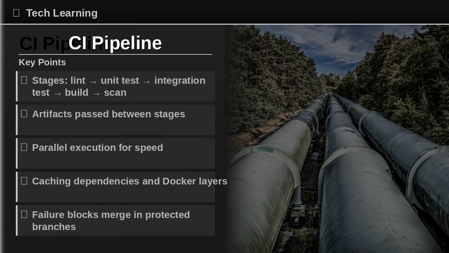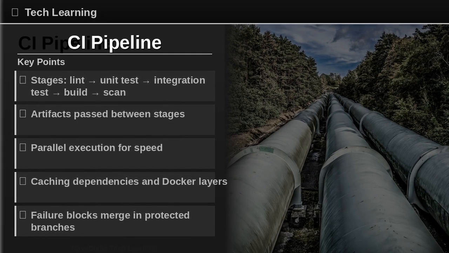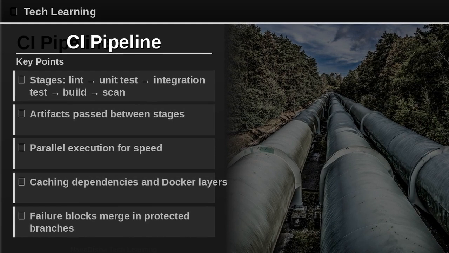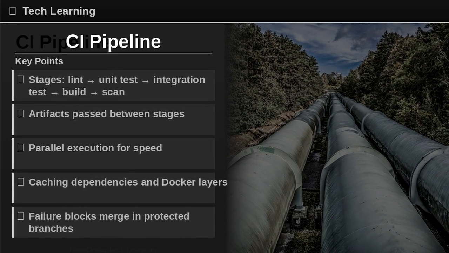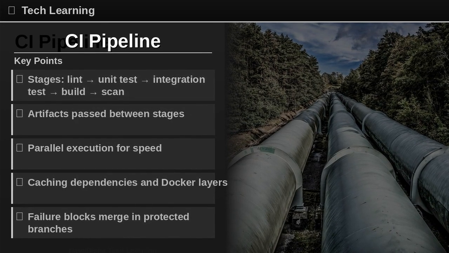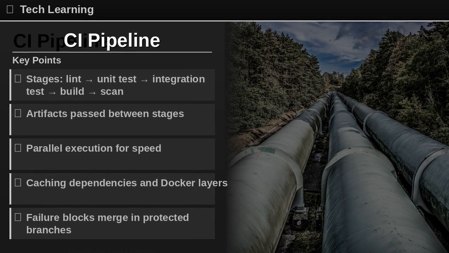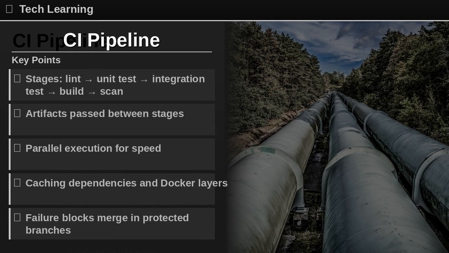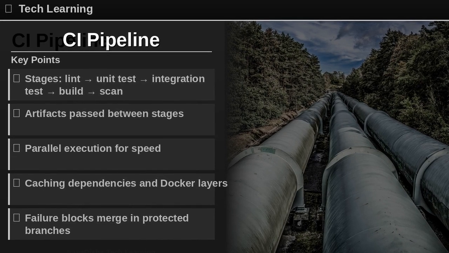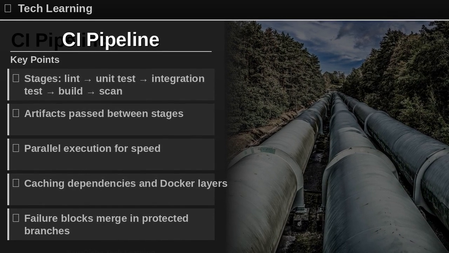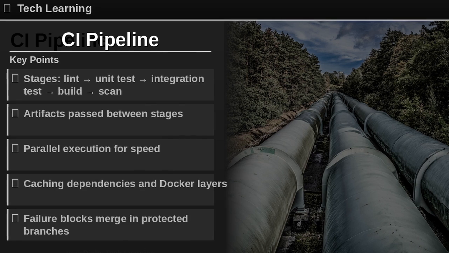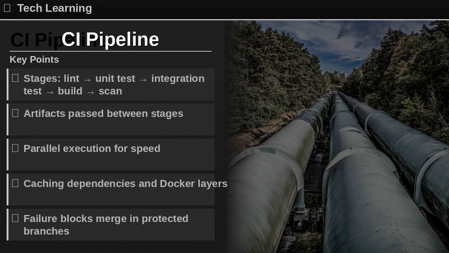Here are the key things to know about CI pipeline. First, stages: lint, unit test, integration test, build, scan. Also, artifacts passed between stages. Another key point, parallel execution for speed. On top of that, caching dependencies and Docker layers. Finally, failure blocks merge in protected branches.